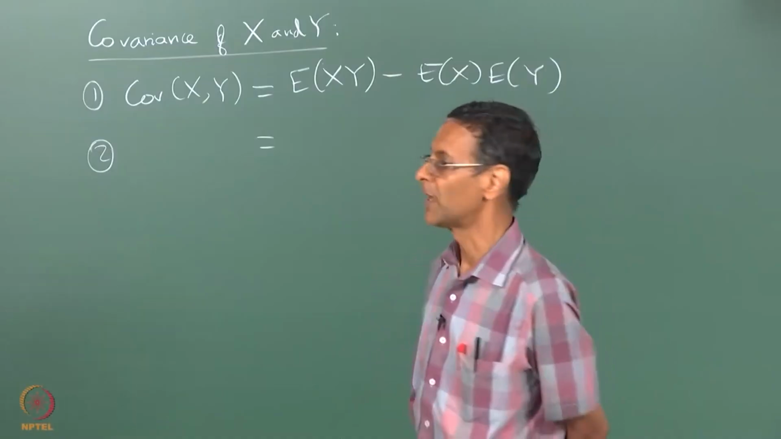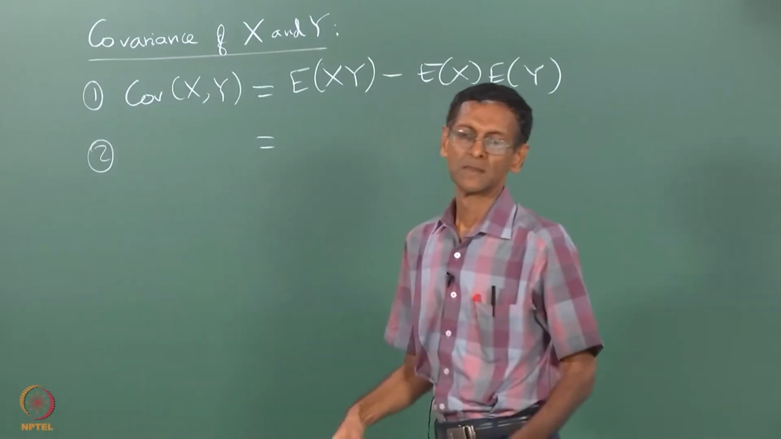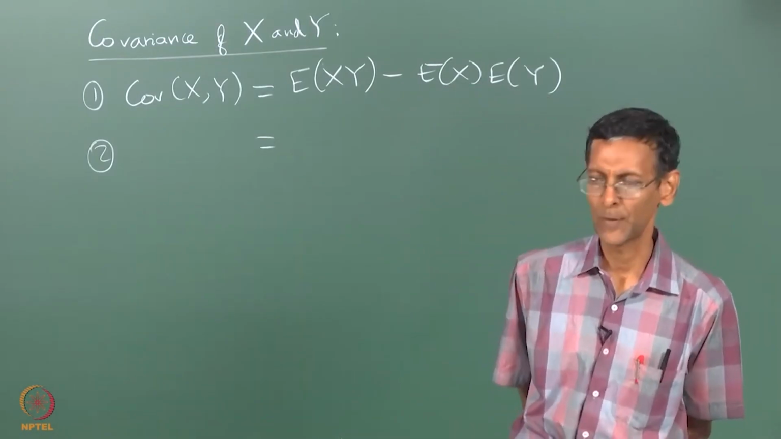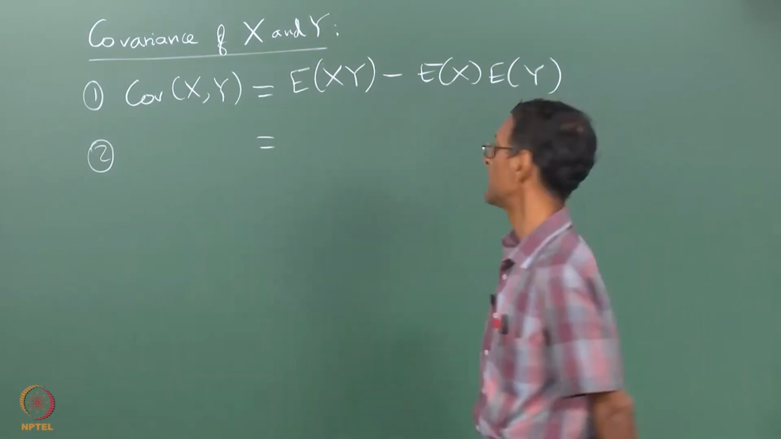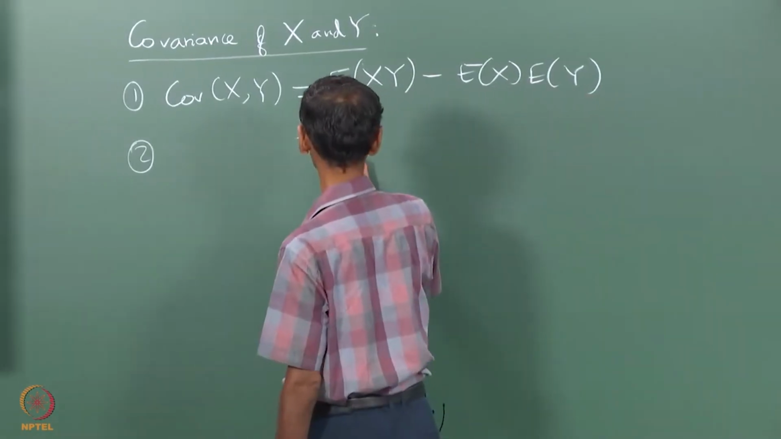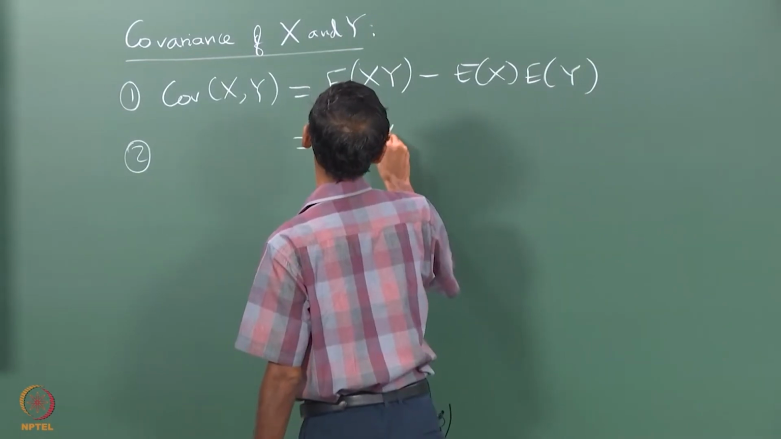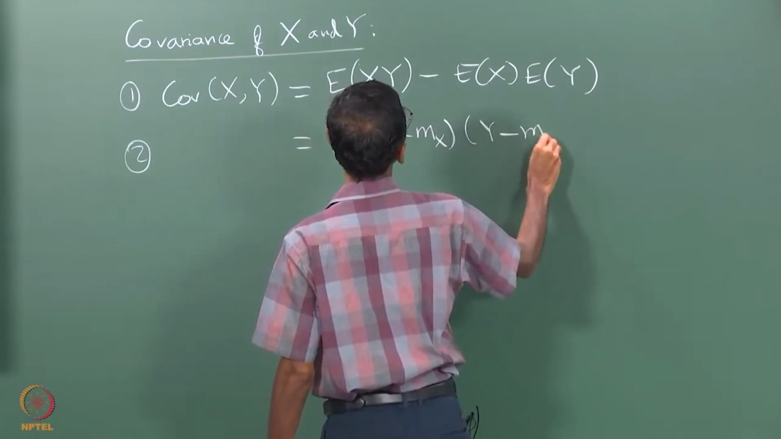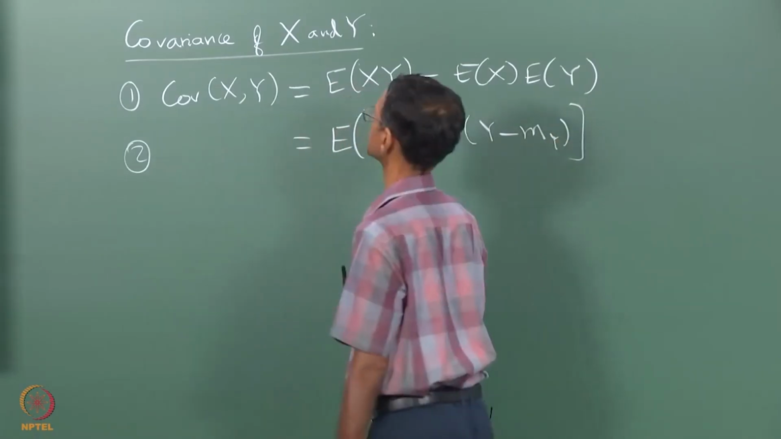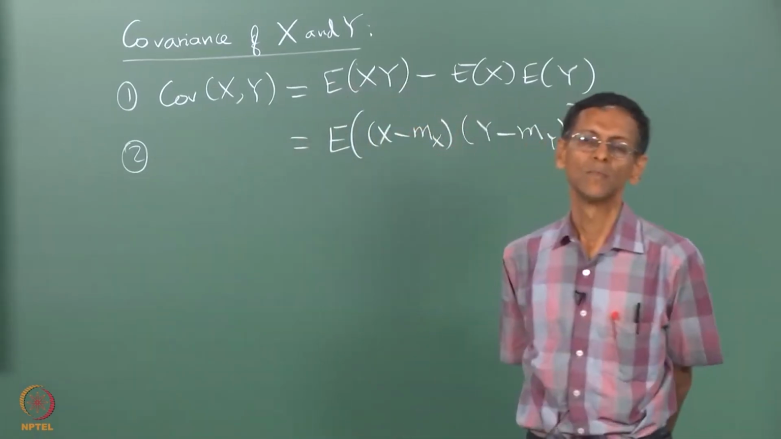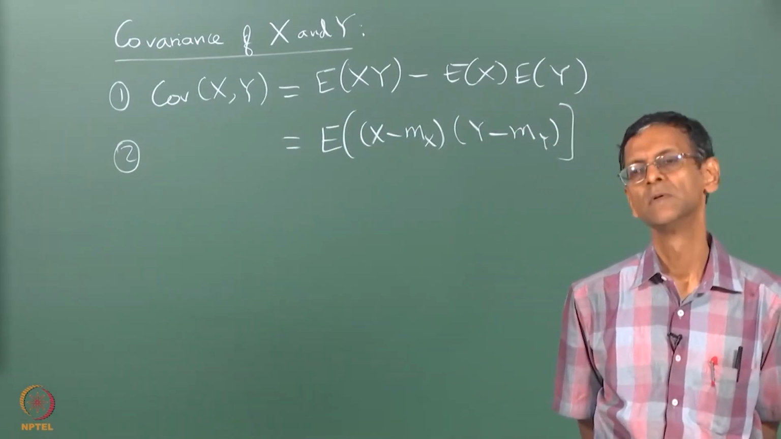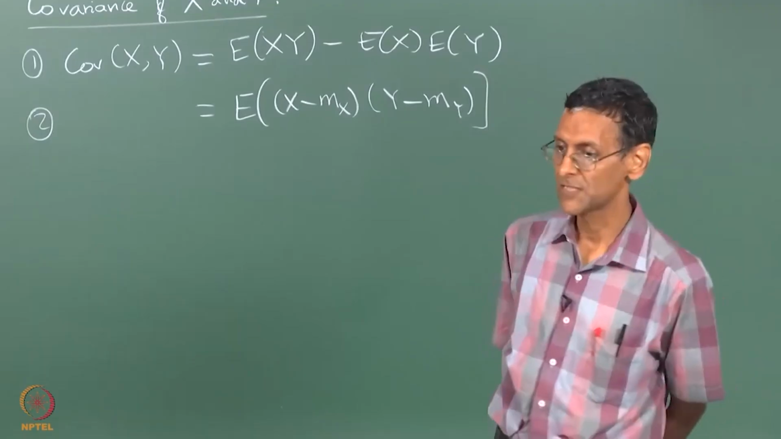Using equation number 1. It turns out there is another equivalent way to write covariance. What is that second way of writing this covariance? It turns out this is identically equal to this. Both the expressions 1 and 2 evaluate to the same thing, namely the simpler form number 1.